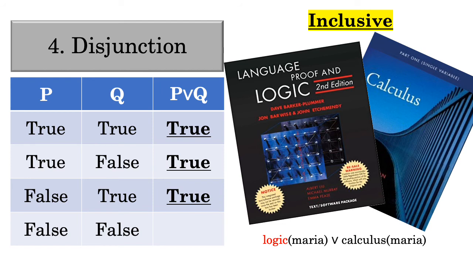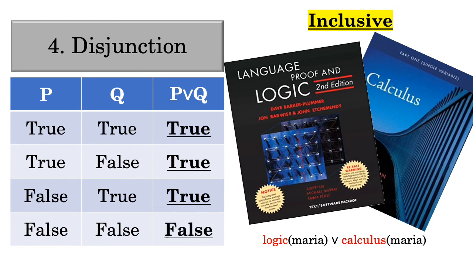Next, let's look at the third row, in which P is false and Q is true. In this case, Maria very unwisely chooses not to take logic, for shame Maria, but she does decide to take calculus, which is pretty cool. Note in that case, it's true that Maria takes either logic or calculus, so the whole disjunction is once again true.